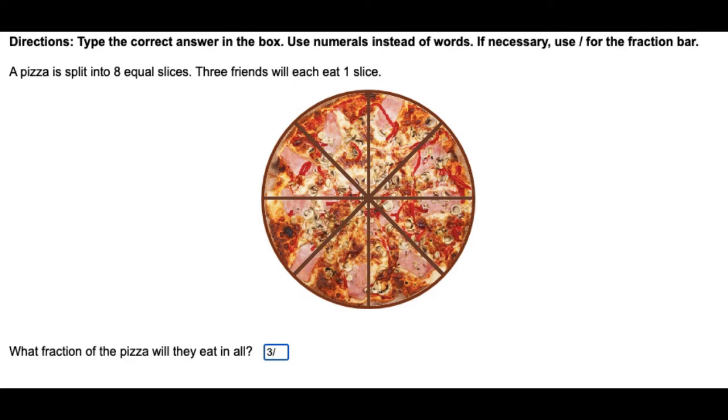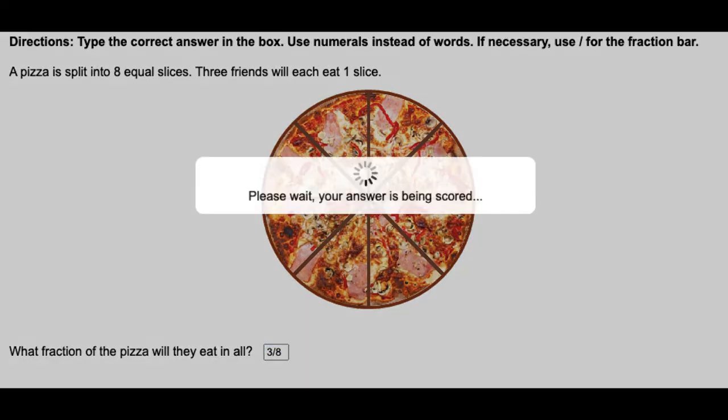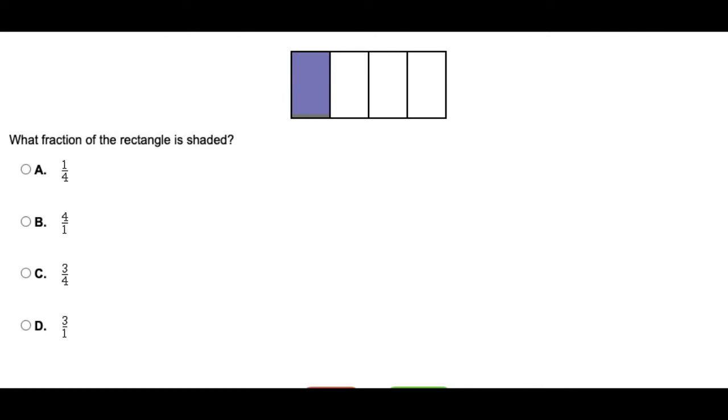Very good. So one will eat 1 by 8. The second friend will eat another 1 by 8. The third friend will eat another 1 by 8. So 3 are shaded off. So 3 are divided from the 8. So 3 by 8.